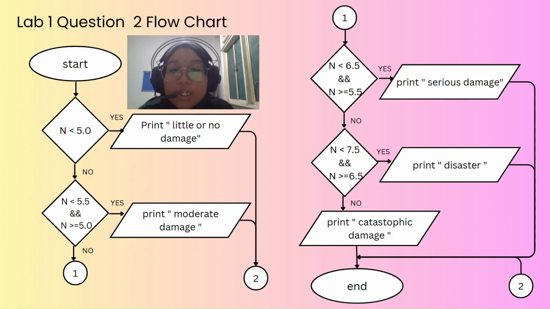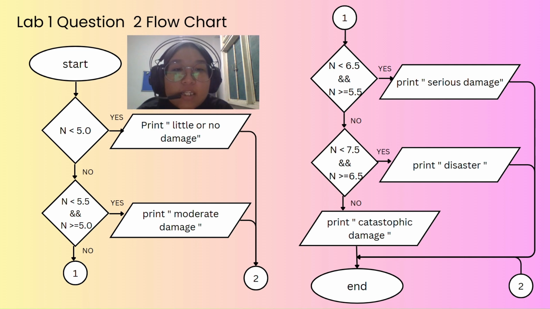All right, for question 2 flowchart, we're going to start with the start bubble and then go down to our decision diamond. If N is less than 5.0, if the decision is yes, then we will print little or no damage and straight away go to the connector page number 2, which lead to the end program. If no, we will go to the second decision, which is N less than 5.5 and N is equal or more than 5.0. If yes, it will print moderate damage and straight away go to page connector number 2 and again lead to end program. If no, as you can see here, we'll connect it to page connector number 1.